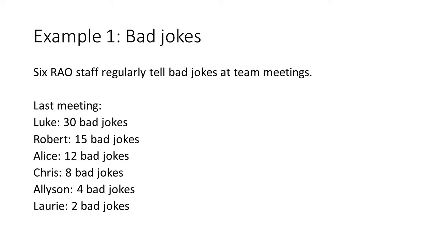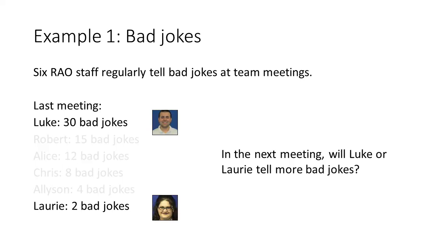So using this example, we can make some predictions and try to test future bad jokes from this. So for instance, if we wanted to ask who's more likely to tell more bad jokes in the next staff meeting, will it be Luke or will it be Lori? That's a testable hypothesis, and we can use prior information to determine a likelihood for that event happening.